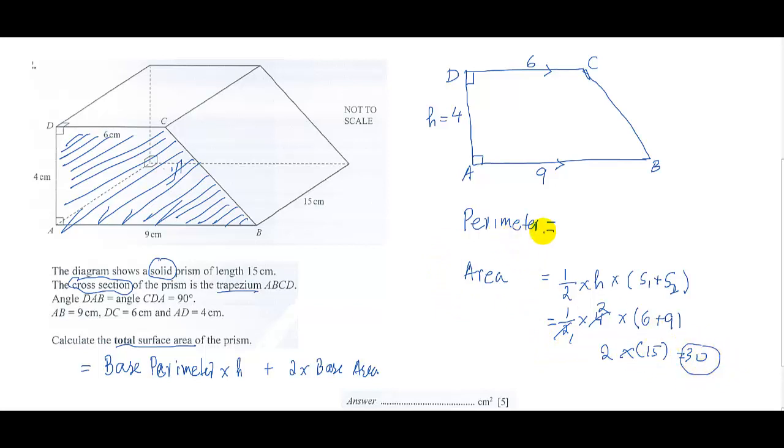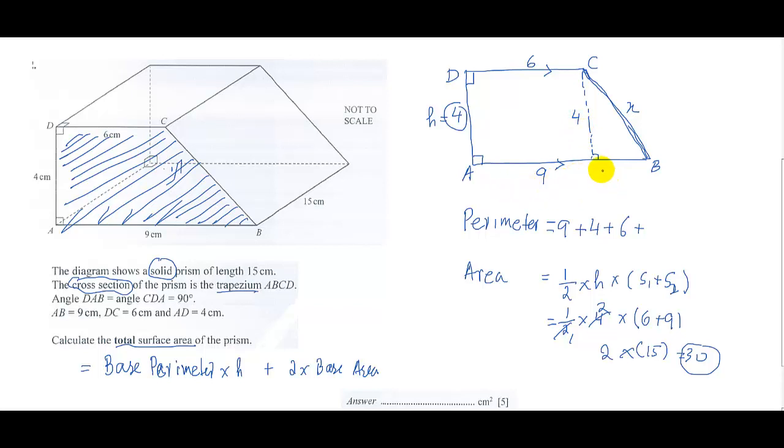So now we have to find the perimeter of this. Perimeter is the length of the outer boundary. So here the outer boundary is 9 plus this 4 plus 6. And we don't know the length of this, so we have to find it. Let me call it x. So I have to draw a perpendicular line over here, and it makes a 90-degree angle here.